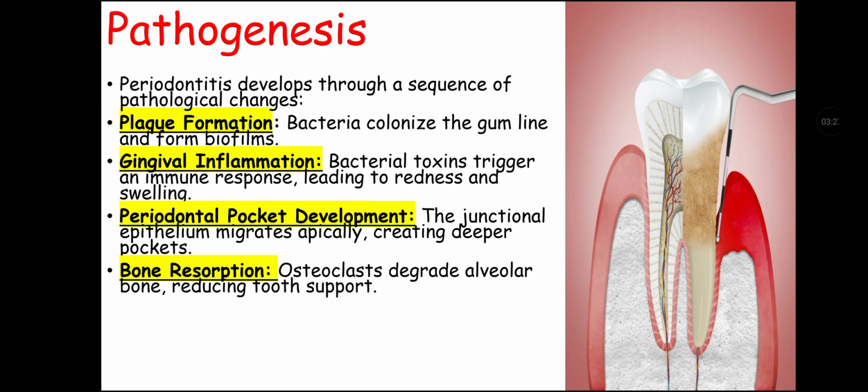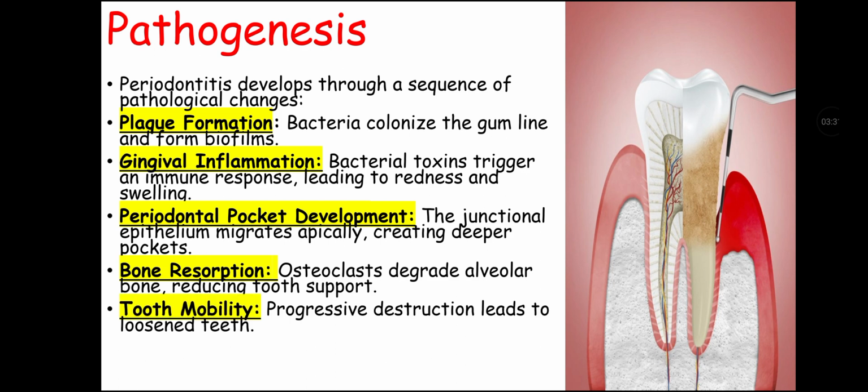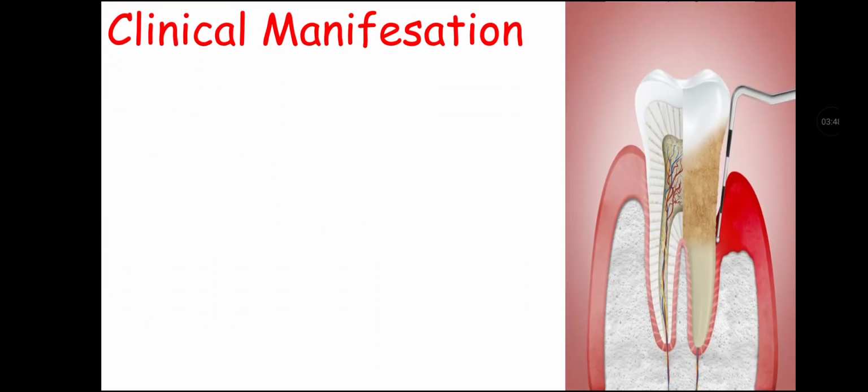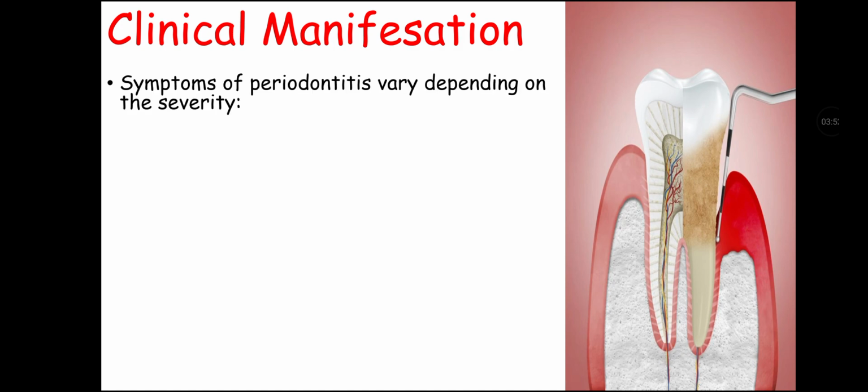Next stage is bone resorption, as osteoclasts destroy alveolar bone, reducing bone or tooth support. Next phase is tooth mobility, that is progressive destruction leading to loosened tooth, and at the end there is tooth loss, that is because without treatment it can lead to advanced periodontitis that results in loss of dentition.